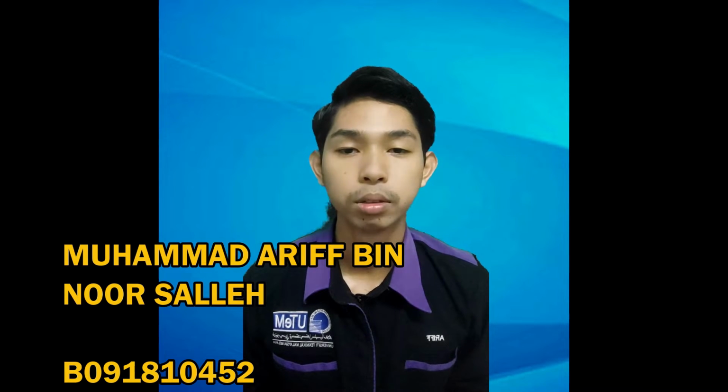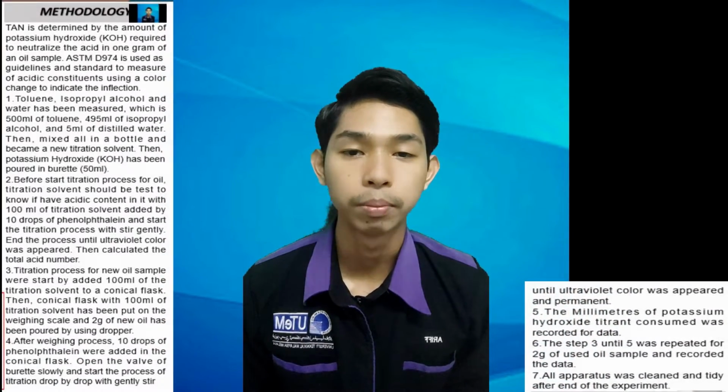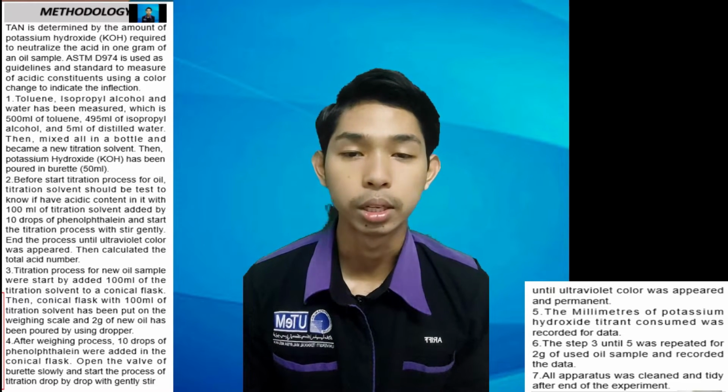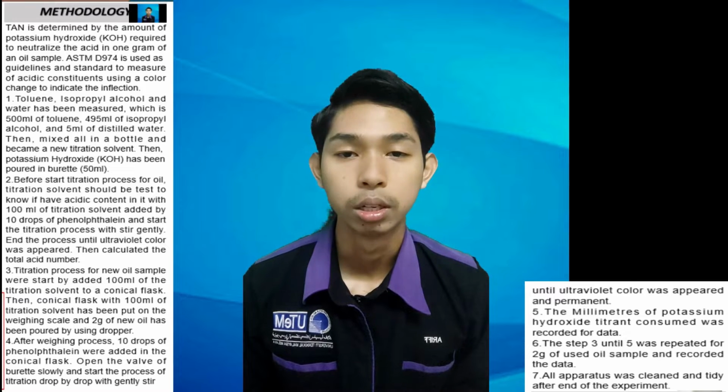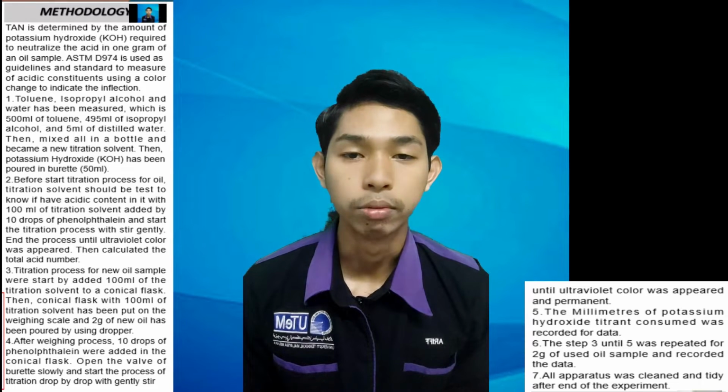Now I will present about the methodology to determine total acid number. Total acid number is determined by the amount of potassium hydroxide required to neutralize the acid in 1 gram of an oil sample. The ASTM D974 is used as a guideline and standard to measure acidic constituents, using a color change to indicate the inflection.